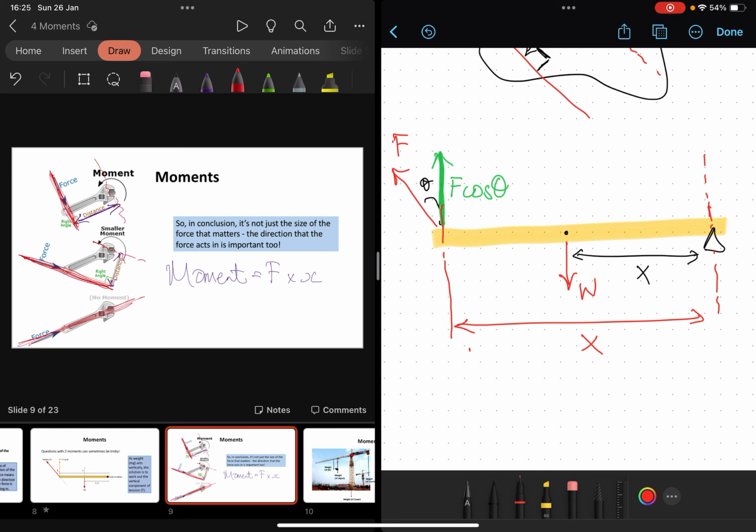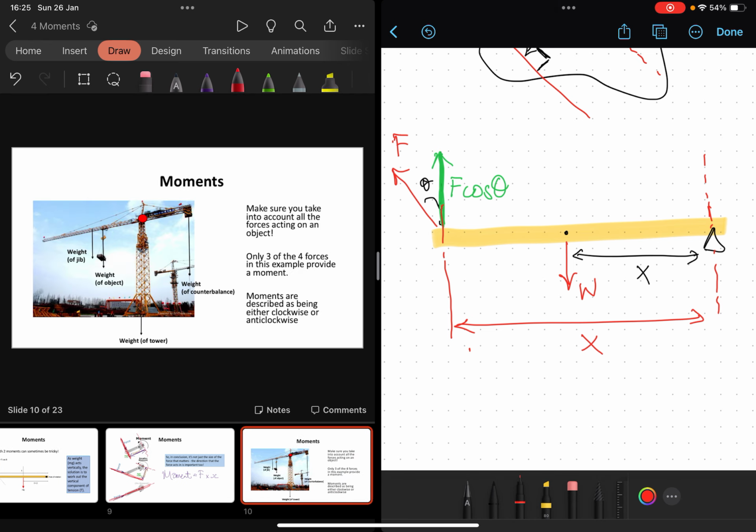Okay, so to conclude this first section, a moment is the turning effect of a force. It is calculated using the equation force times x, where x is the perpendicular distance between the line of action of the force and the pivot. And three things are important: the size of the force, where the force acts, and the distance away it is from the pivot are all important. Okay, let's have a little look at some examples.